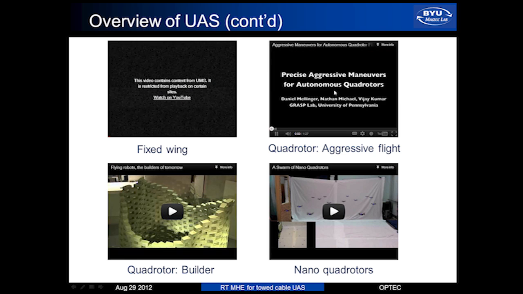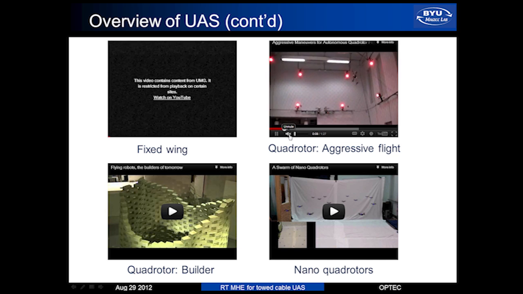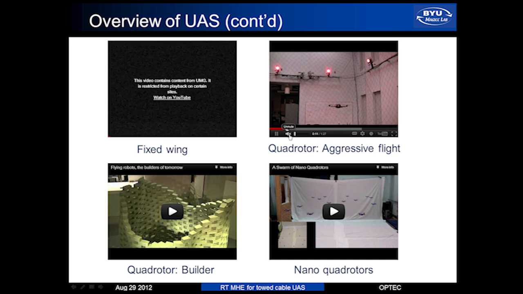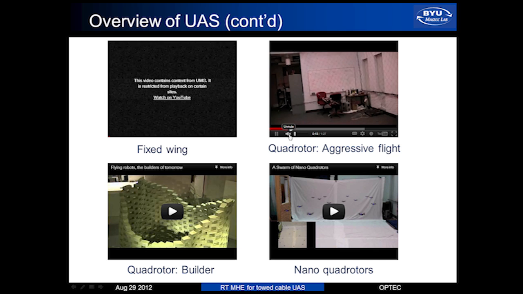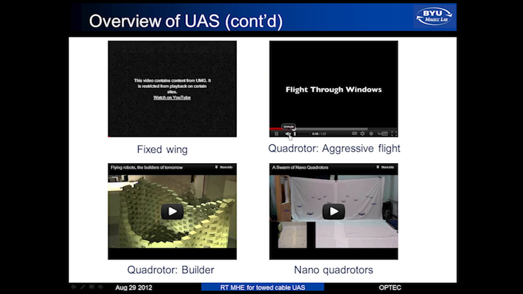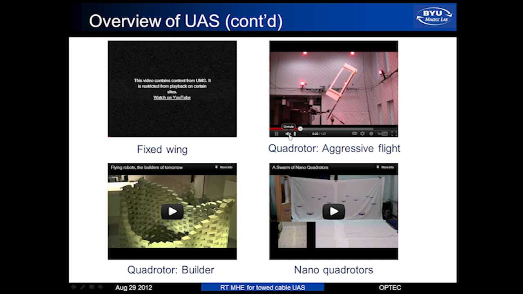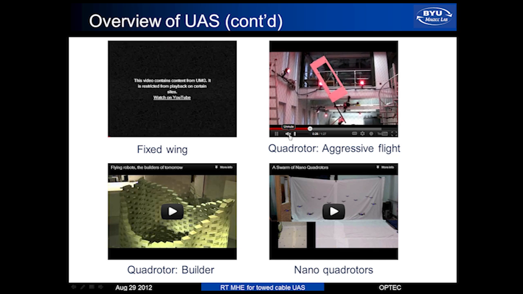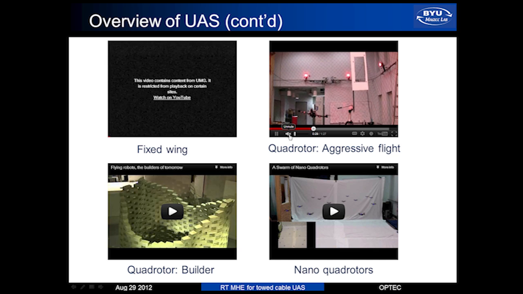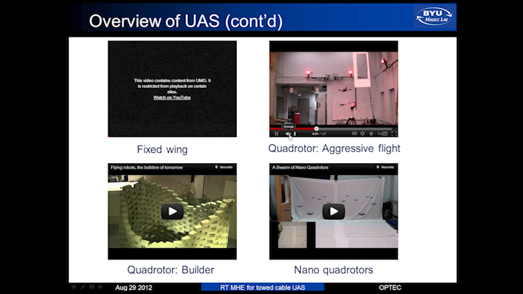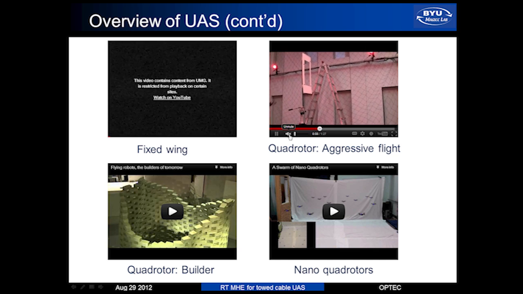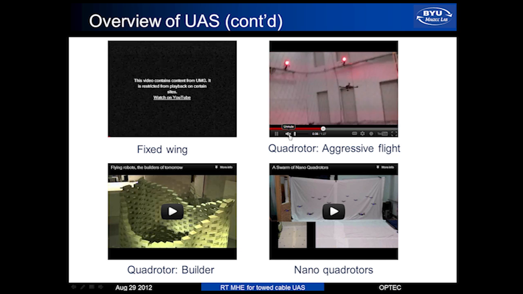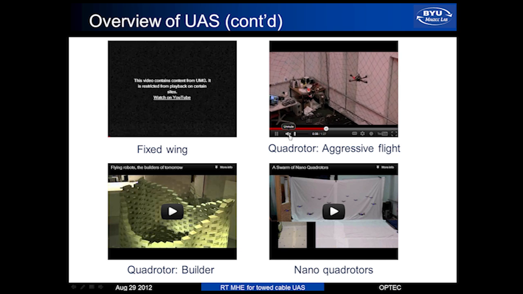Let's look at this video. You can see the red lights here on the ceiling of this room. The cameras can capture the markers on the quadrotor, and know its attitude and position, so they can control the quadrotor. This video is for some aggressive flight, and they can go through the window with very quick airspeed.